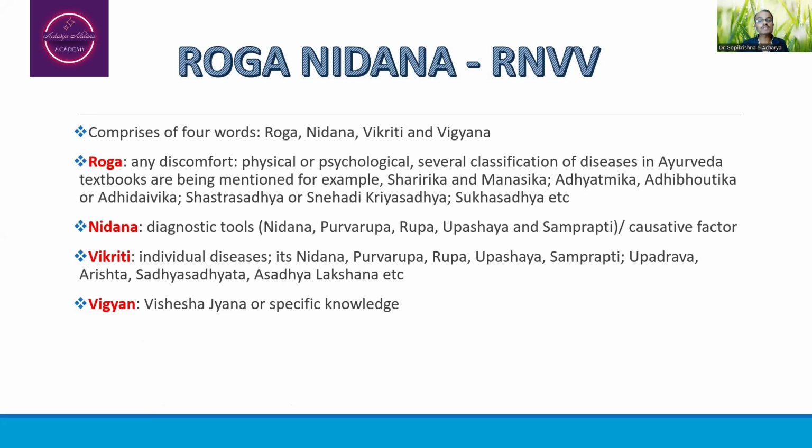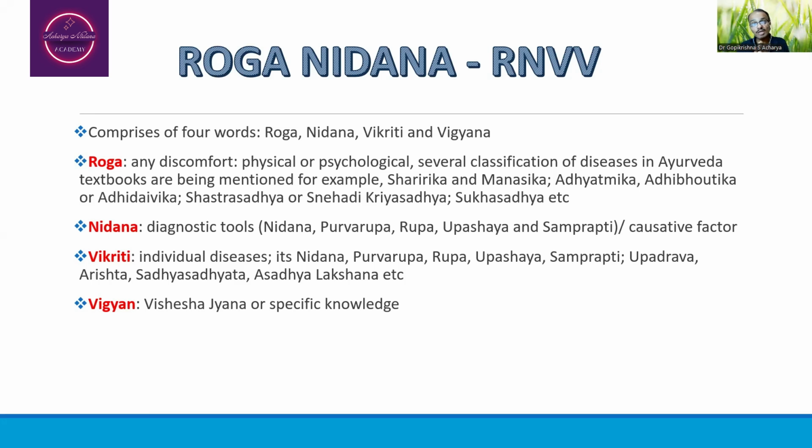Further, it is being said that Roga Nidana and Vikriti Vigyan is comprised of 4 different words: Roga, Nidana, Vikriti, and Vigyana. So regarding dissecting each word now, one by one. Roga is considered to be Ruja Kartritvena Rogatva. Any discomfort produced in the body is considered as Roga.